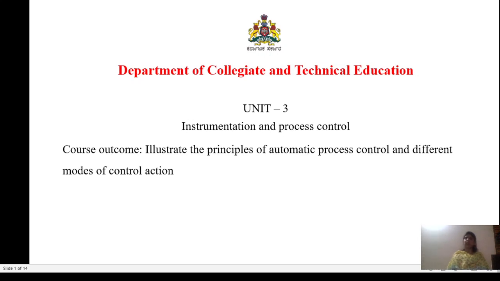So in continuation with Unit 2 of Instrumentation and Process Control, in this session we will learn Unit 3 of Instrumentation and Process Control. After learning Unit 3, one has to illustrate the principles of automatic process control and different modes of control action.